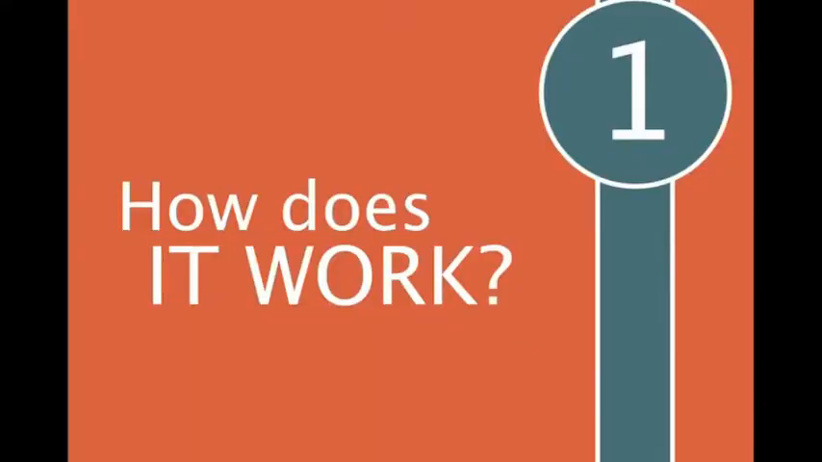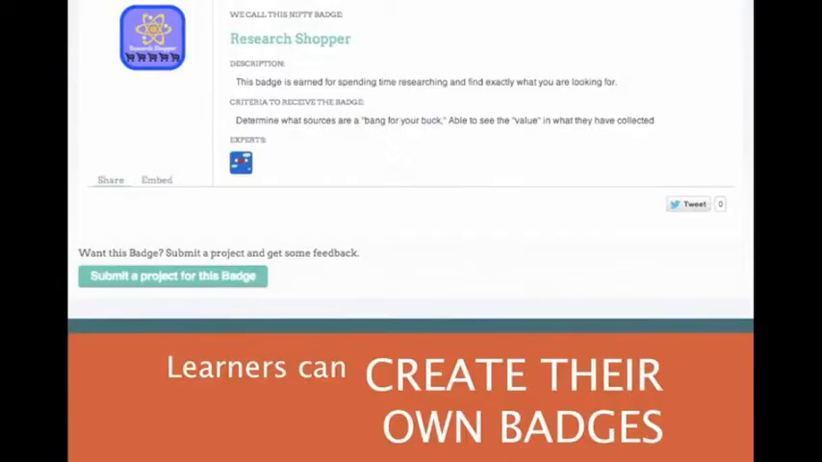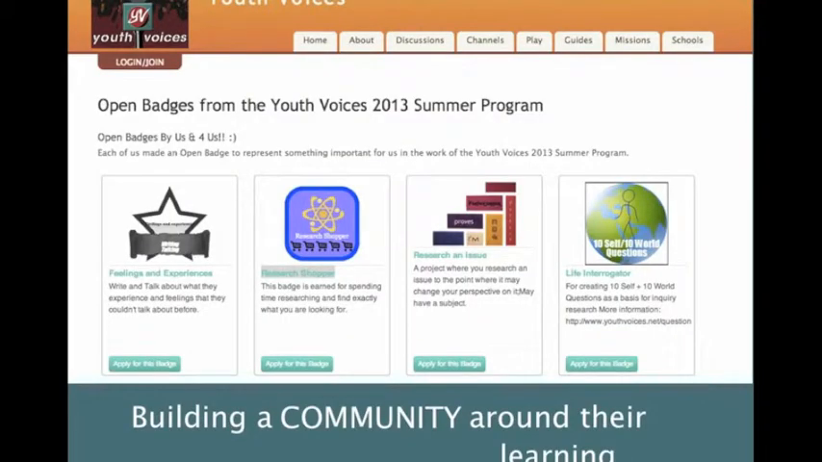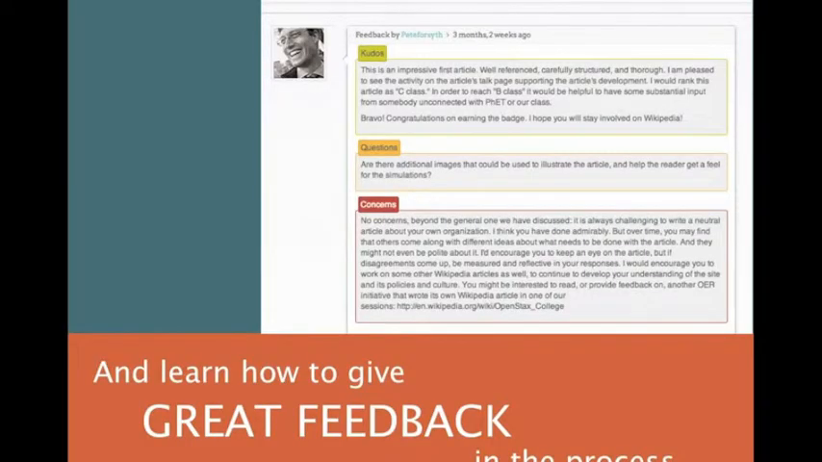How do badges at P2PU work? First, learners create their own badges. Anyone can create a badge, and learners decide what is important and what are the skills that should be recognized in a learning project. After they create these badges, learners can award them to each other. They can give each other feedback, building an excellent community around their learning, and learning how to give each other critique and feedback in the process.